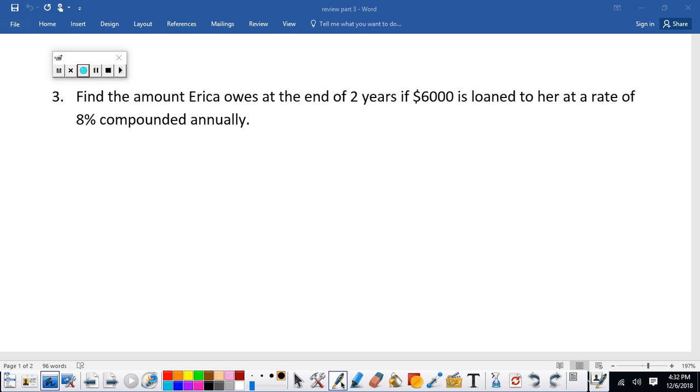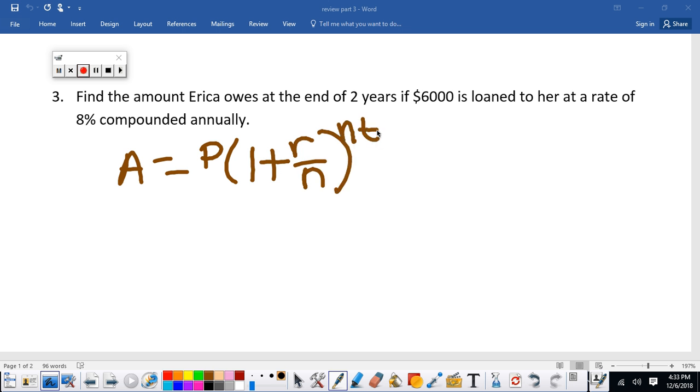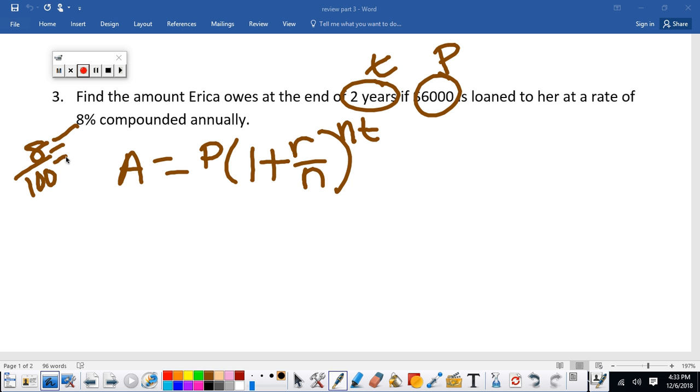But the formula is A equals P times (1 plus R over N) to the NT power. Okay, so Erica borrowed 6,000, that's P, and then the years, that's T, and then her rate should be as a percentage, so 8 divided by 100, that's 0.08, and this is R. And then finally annually, that's N, which equals 1.